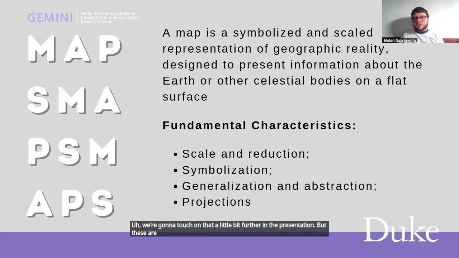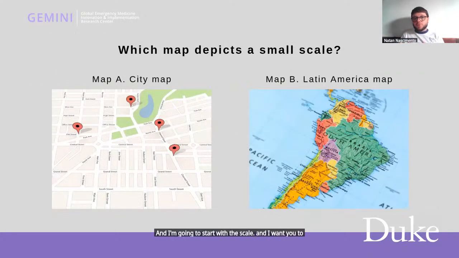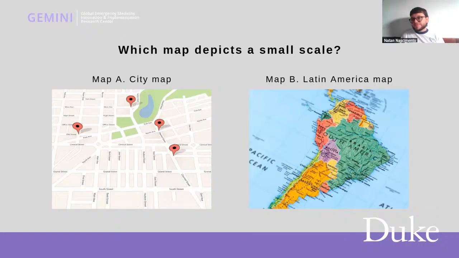But these are the fundamental characteristics of a map. It needs to be on scale, it needs to be reduced, it needs symbolization, it needs generalization and abstraction, and it needs a good projection. And I'm going to start with the scale. And I want you to answer me which map depicts a small scale. Is it map A, a city map, or is map B a Latin America map? Which one depicts a small scale? What do you think?